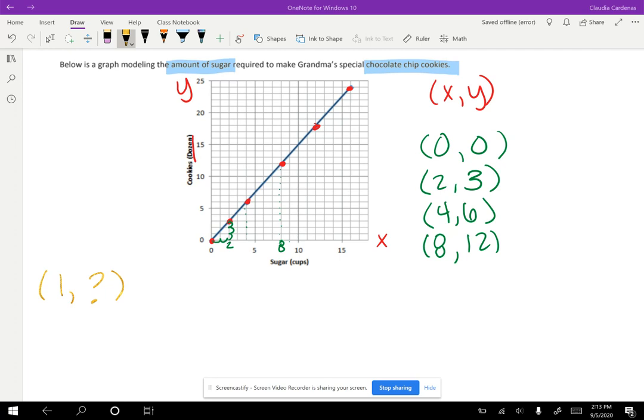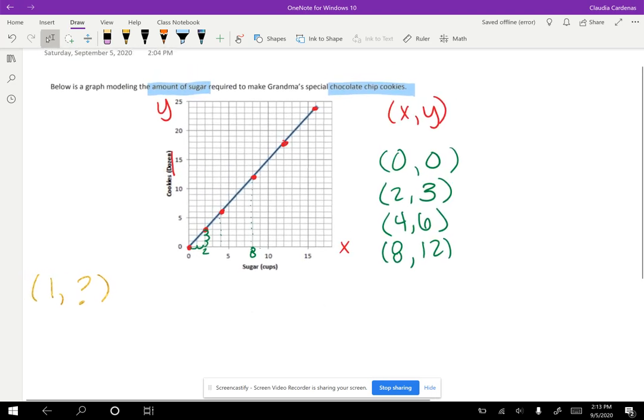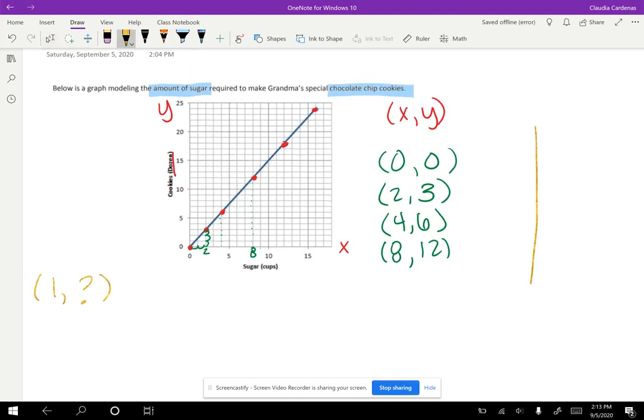So now we can include this one cup of sugar and use a pattern in the table to find out how many cookies can be made with this one cup of sugar. Okay, so let me just put them next to here since I already have my points or my ordered pairs here. Sugar and cookies. So we have 0, 0, and I'm just going to make sure I have it in numeric order. 4, 6, 8, and 12.